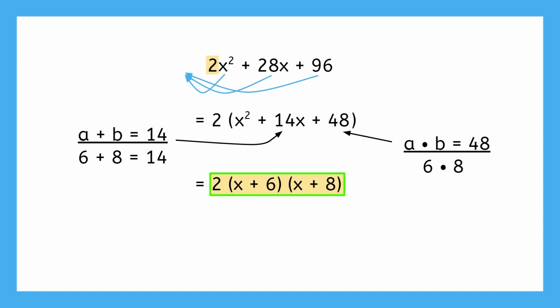Notice how after we pulled out the GCF, it never actually left. It stayed there all the way to the end because the GCF is one of the factors. It's just a monomial instead of a binomial.